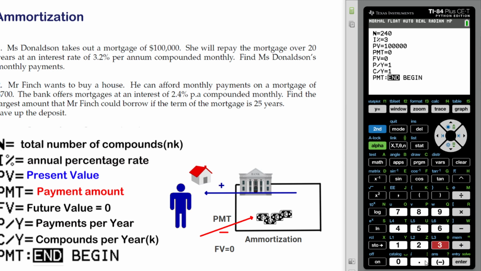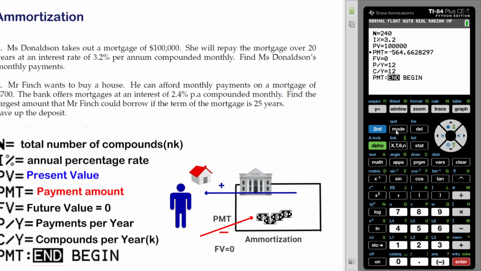Interest rate 3.2. Payment is what we're actually trying to find. Find Miss Donaldson's monthly payments. And of course, at the bottom here, these need to be 12 because everything is being done monthly. Future value is 0. So if you just press alpha solve on the payment, we can see that she's going to have to make a payment every month of $564.66.